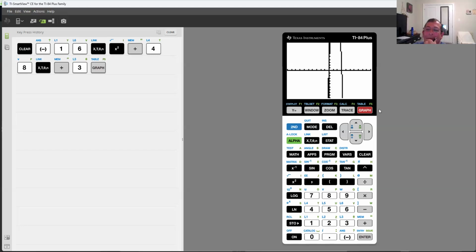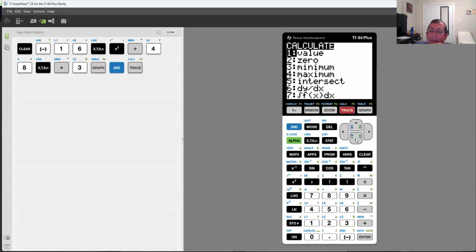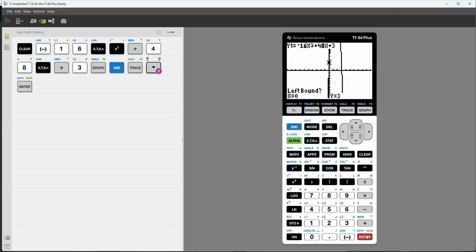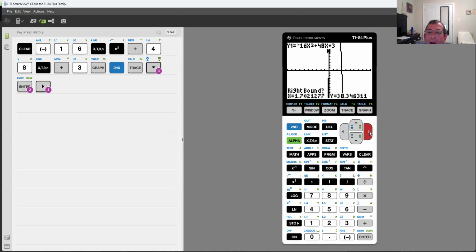There's also a feature you can use if I hit second trace here. You see this option number 4, maximum? It'll do that too. So my maximum is in between this side, and then let me go to the right some, and you see that cursor popping down again. So I know the max is in between these 2 points. When I hit enter, there's your 1.5 and your 39.